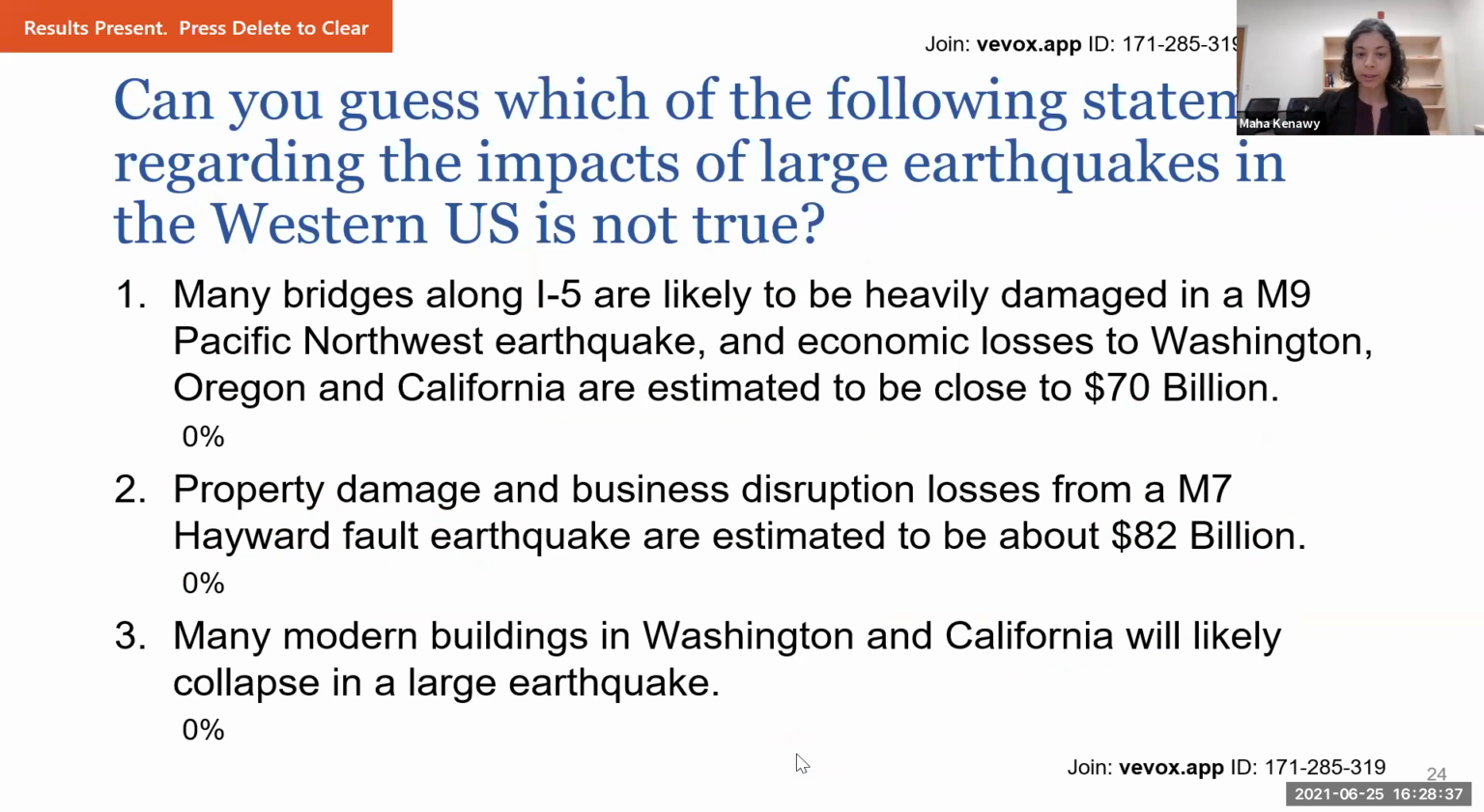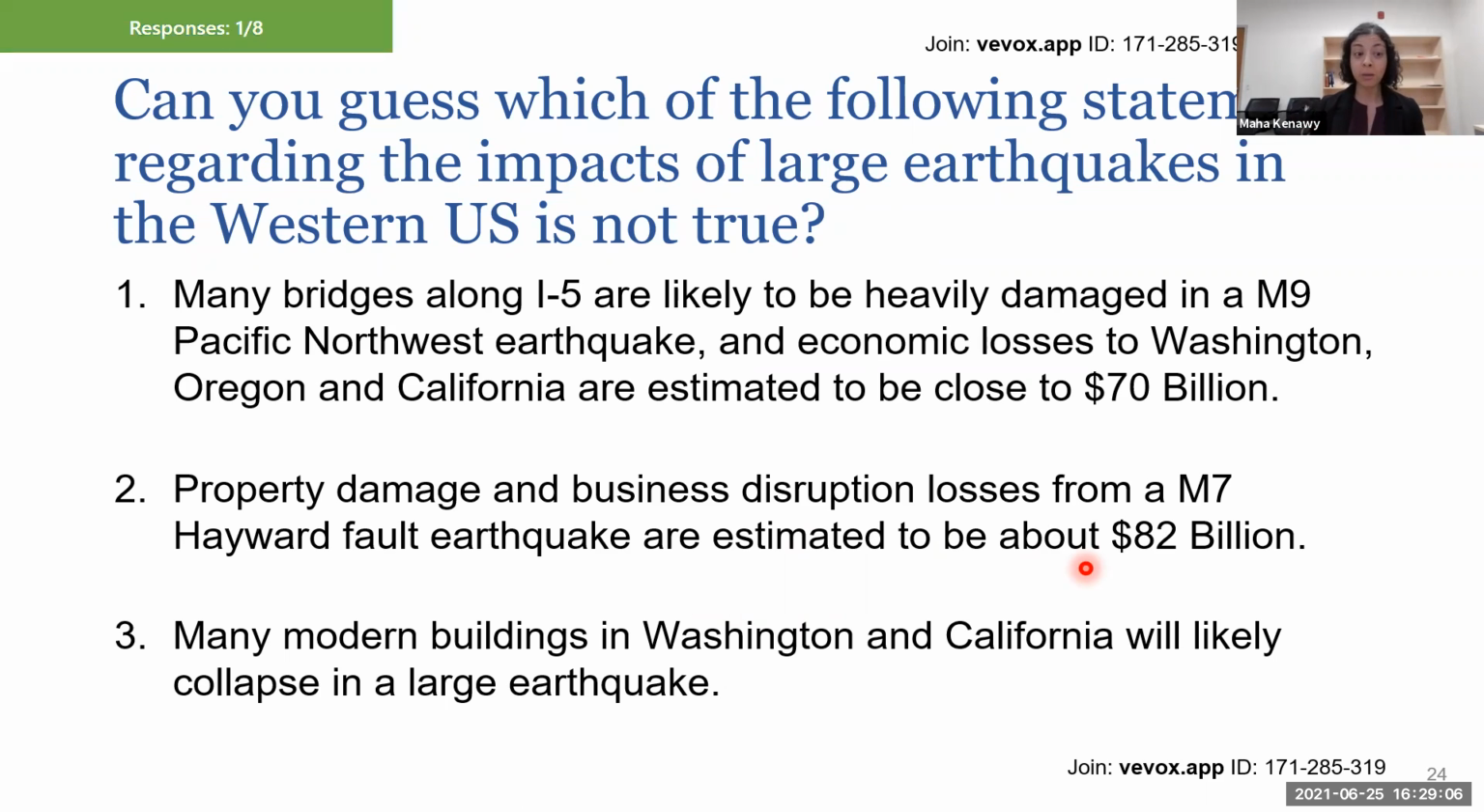So on that note, I'll ask you to help me guess again the answer to this question. This is a question about the losses that we expect from a large earthquake. So again, two truths, one lie. One of these is a statement that is not true. The first is about the impacts of a large Cascadia subduction zone earthquake.